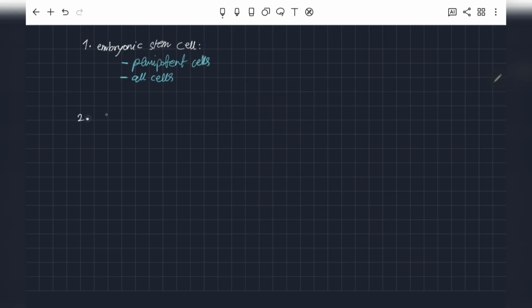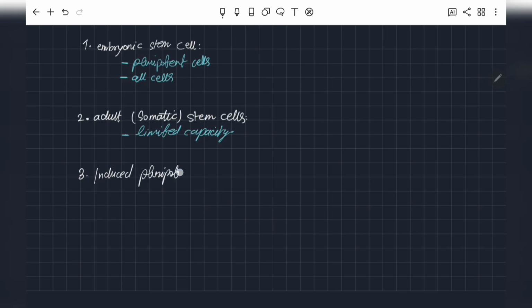The second group is adult or somatic stem cells. Adult cells are less differentiated than the ES cells, found in an adult, and they are found among differentiated cells within a tissue. They have more limited capacity to generate differentiated cells than ES cells, and they usually differentiate into particular tissues. Their normal function is tissue homeostasis.